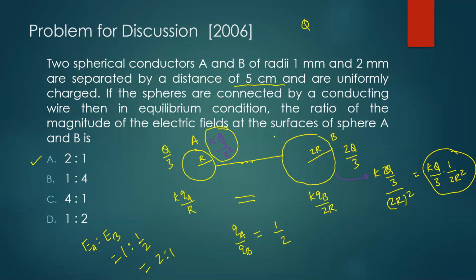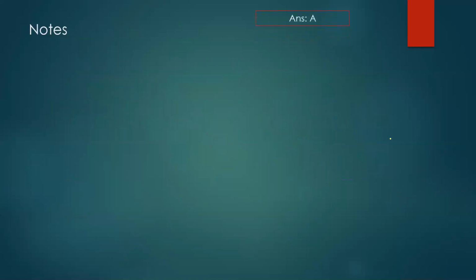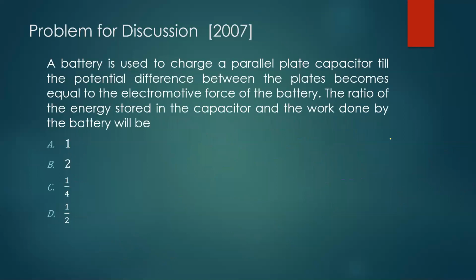Let's hope they don't ask such questions in Mains and NEET, because I'll have to write the potential due to B at the location of A, and at the location of B, I'll have to write the potential of A. Then those two must be equal. That will be complicated. Okay, so try this problem. So 1:2 is correct.